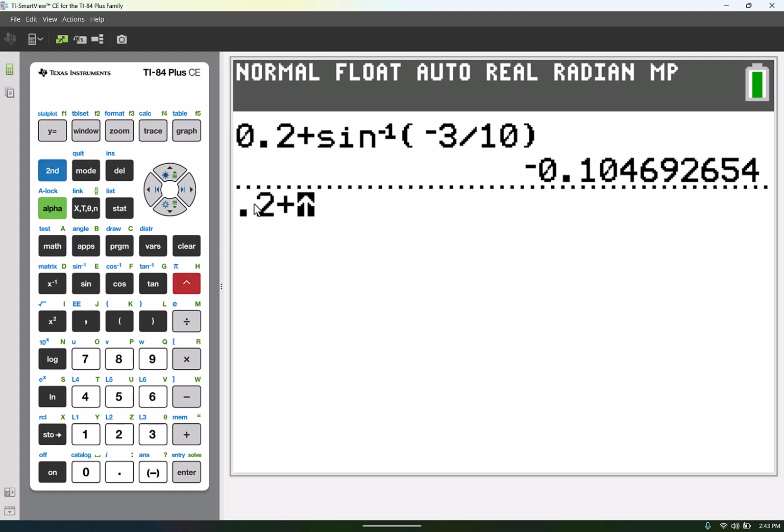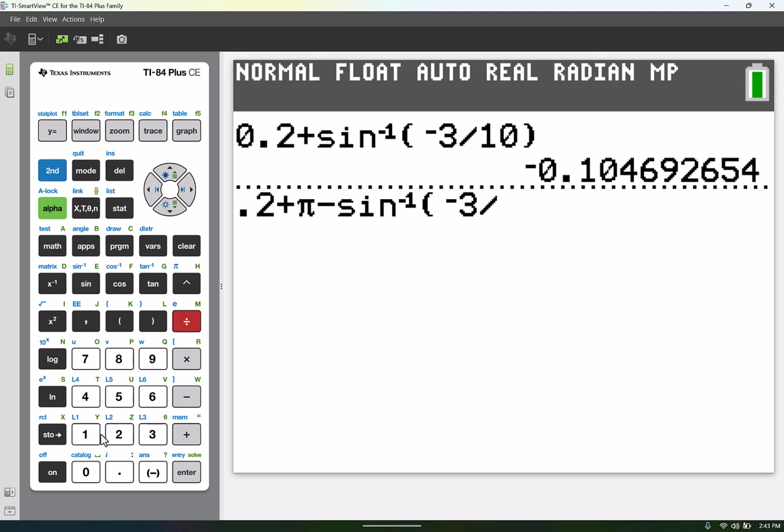Can't I just adjust it with pi? Well, you have to be very careful if you scroll up and just go plus pi, because I've seen a lot of mistakes. So just do it again. Plus pi minus arc sine of negative 3/10. Yeah, I would just do it again: 0.2 plus pi minus arc sine of negative 3/10.